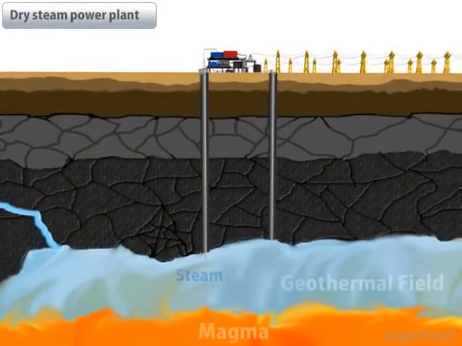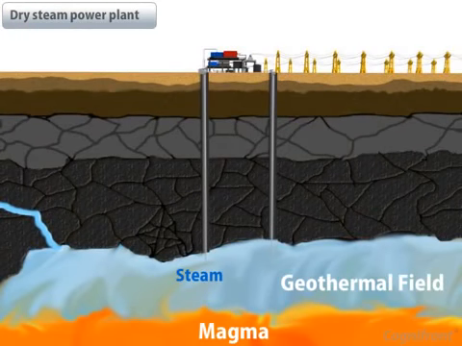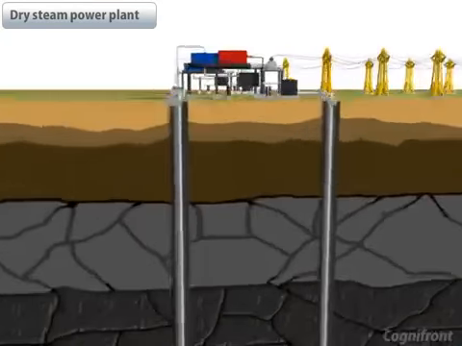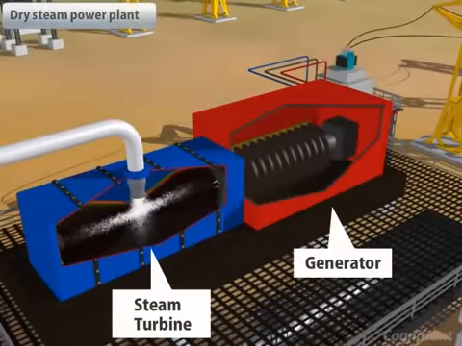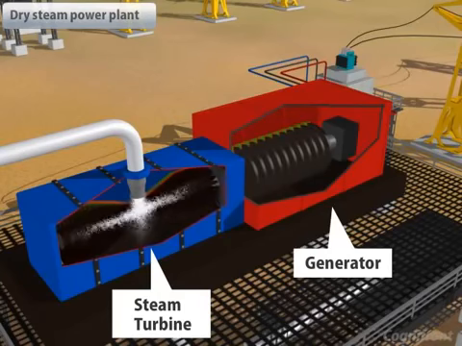First is the dry steam power plant. In this power plant, steam is generated directly from the geothermal reservoir. This steam is directly supplied to the turbine, which is coupled with a generator. The flow of steam causes the turbine to rotate. And because of this, the generator produces electric energy.